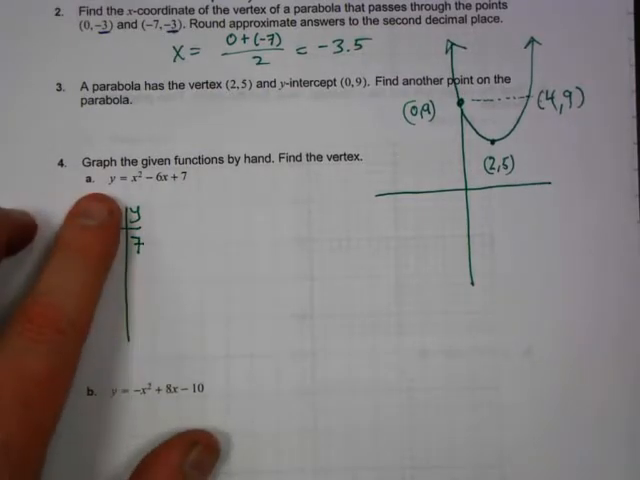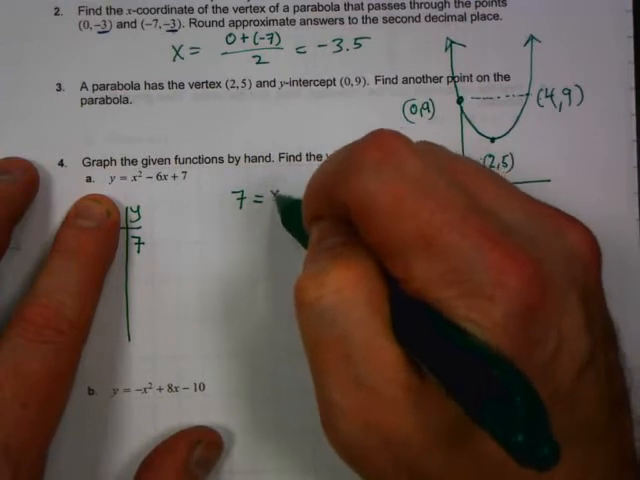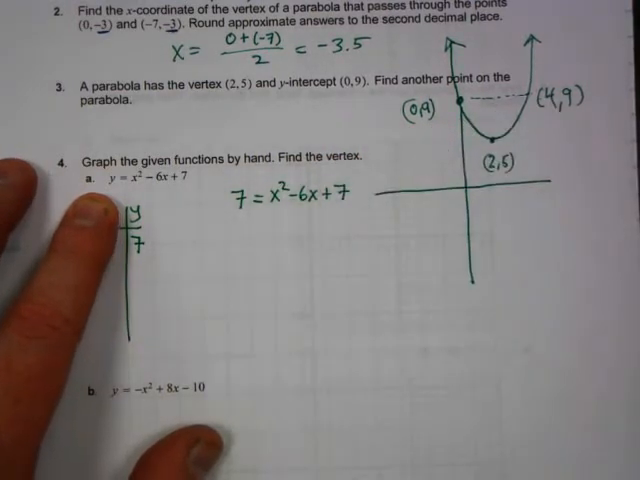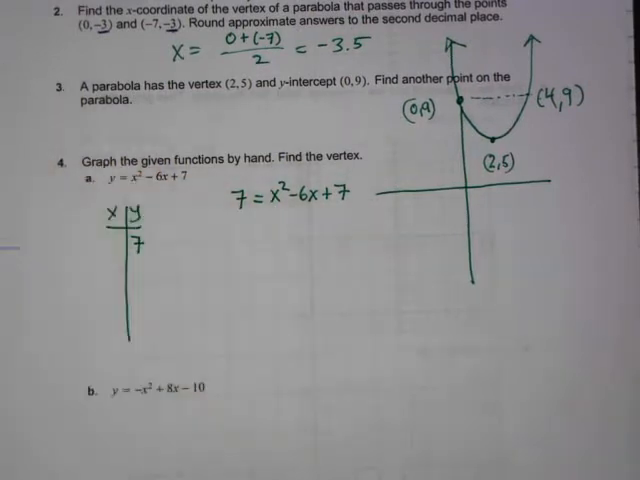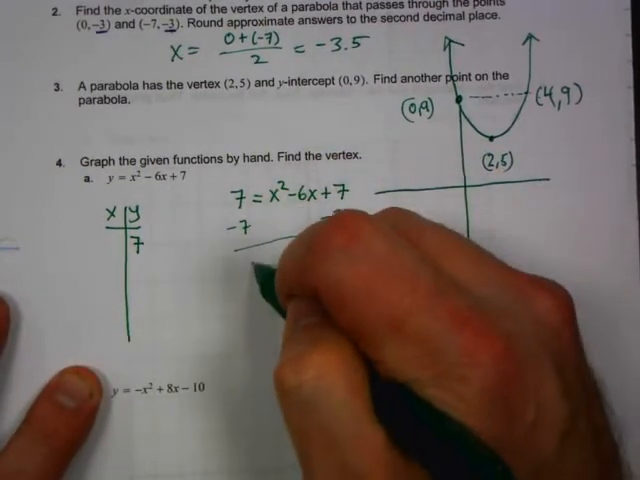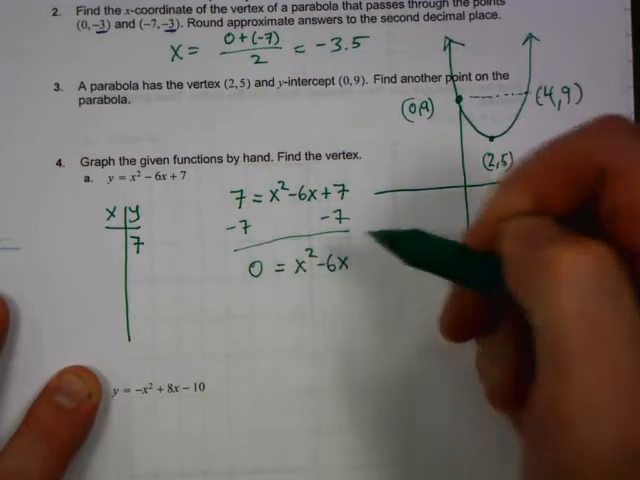So what happens when I plug 7 in for y? I get 7 equals x squared minus 6x plus 7. Plug 7 in for that y right there. How would you solve that equation? Subtract 7. Why do you subtract 7? You got to get 0 on one side, okay? So I subtract 7. I have 0 equals x squared minus 6x.